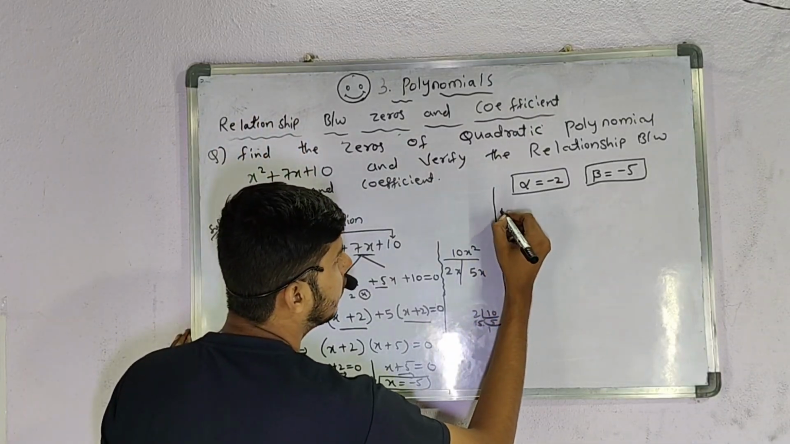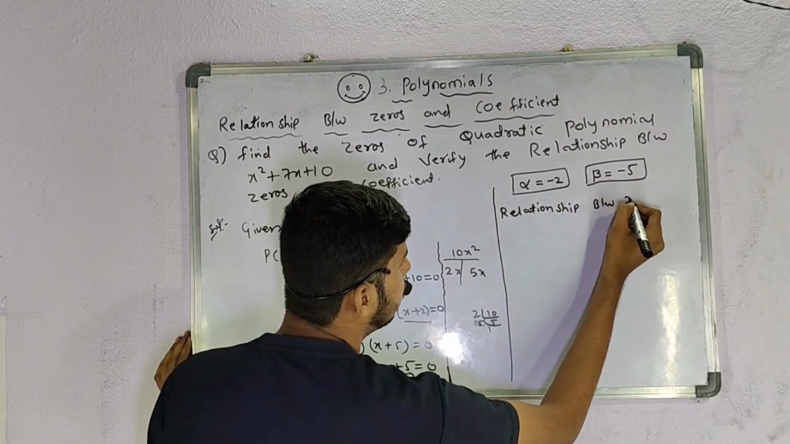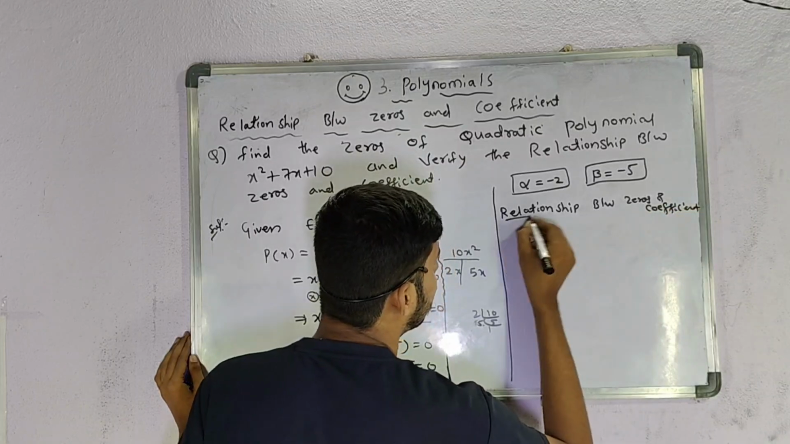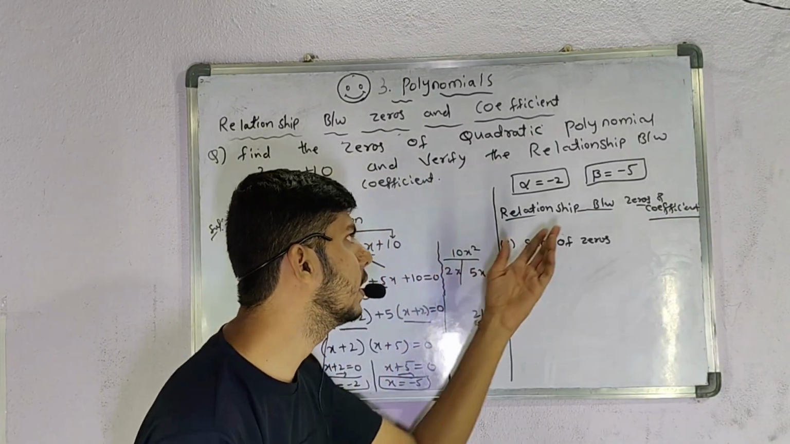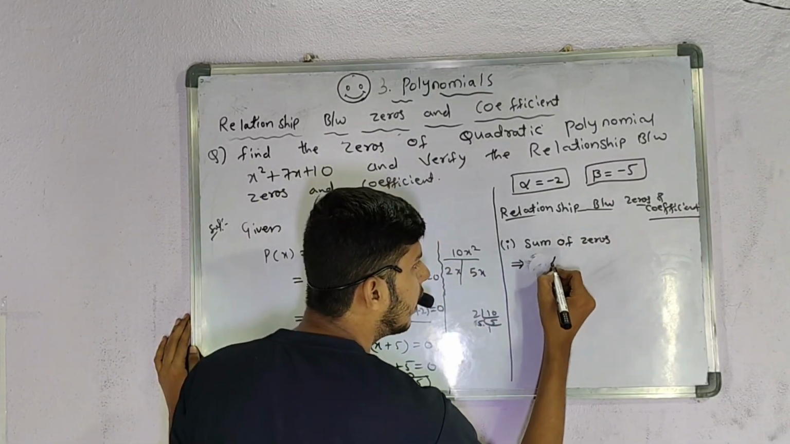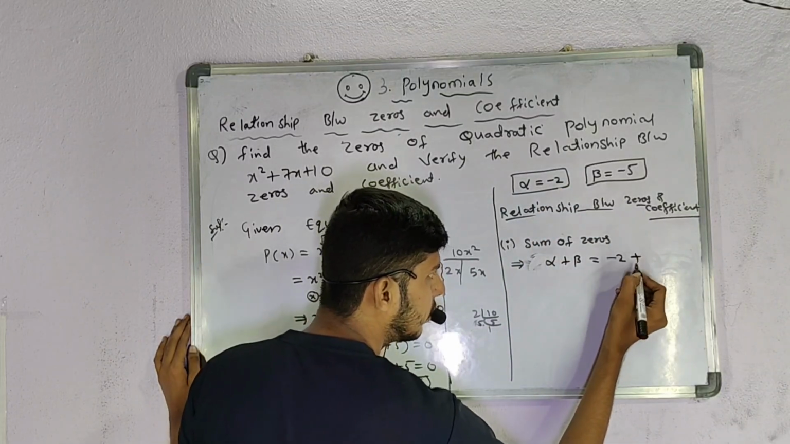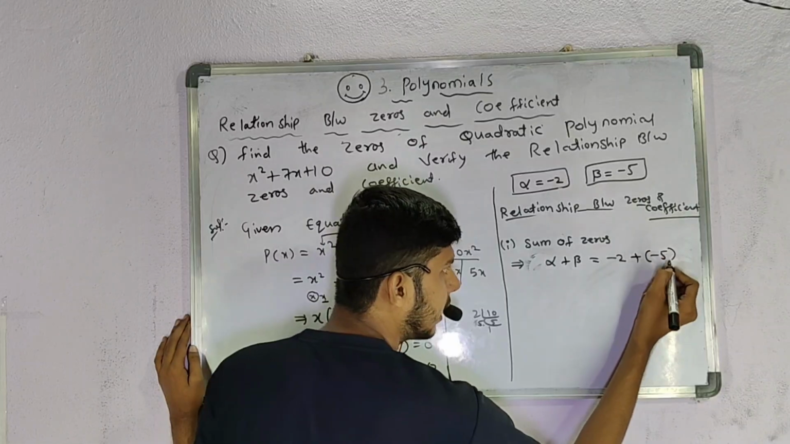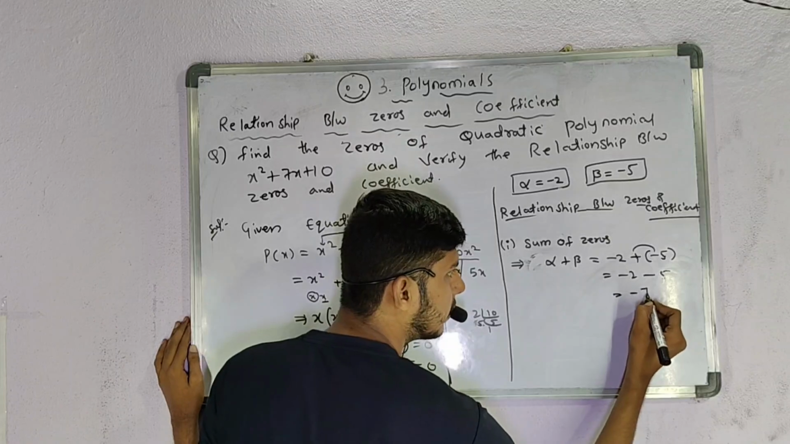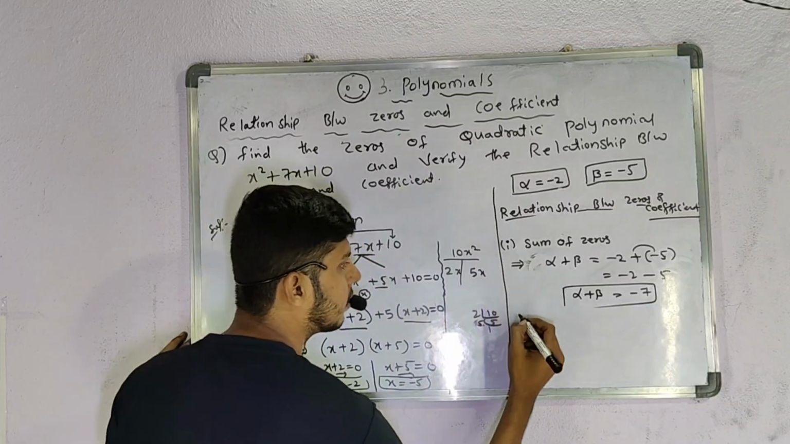Here we write the heading: relationship between zeros and coefficient. First we do sum of zeros. Sum means alpha plus beta. Alpha here is minus 2, and beta is minus 5. Minus 2 plus minus 5, that is minus 2 minus 5, which is minus 7. So the alpha plus beta value is minus 7.